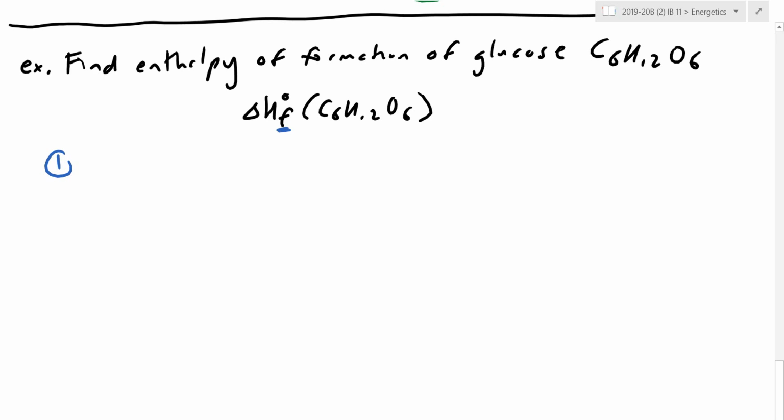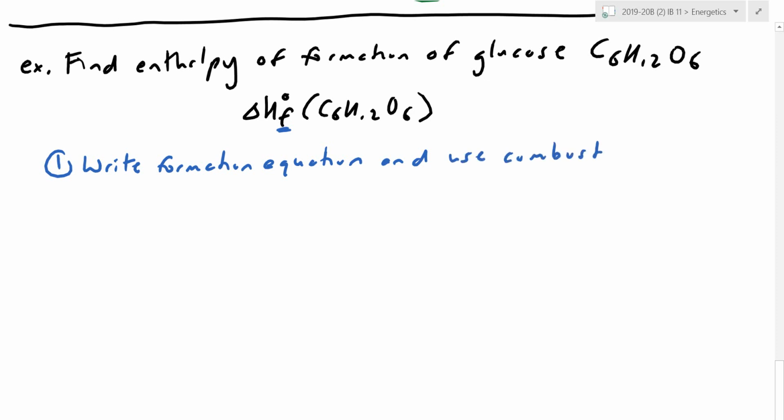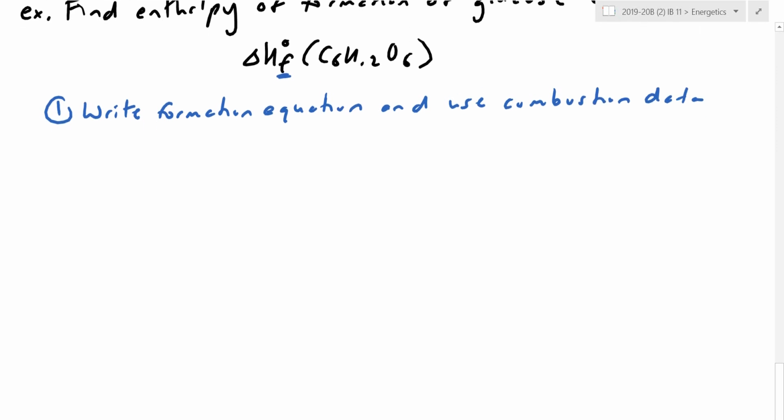Because I'm interested in doing a formation reaction, when I derive my big equation, I can write a formation equation. I can show you what formation of glucose looks like. But when we actually go to solve for delta H, we're going to have to use combustion data, combustion numbers. And I'll show you why we can't use formation as well. So let's try it this way first.